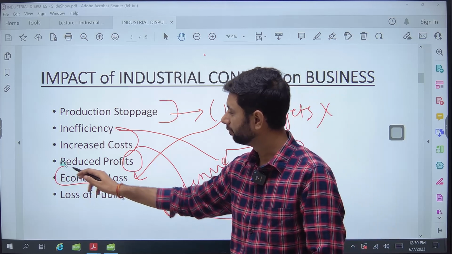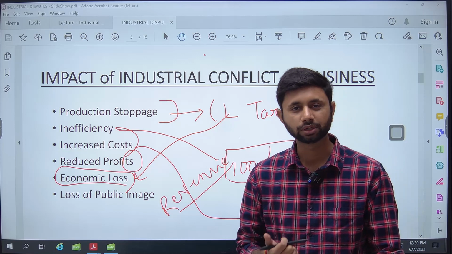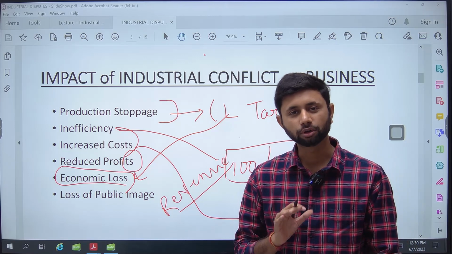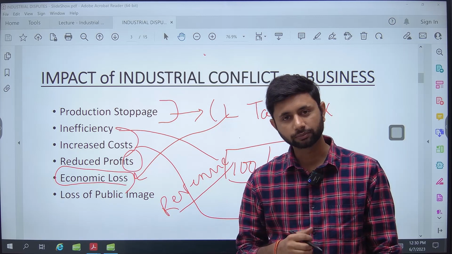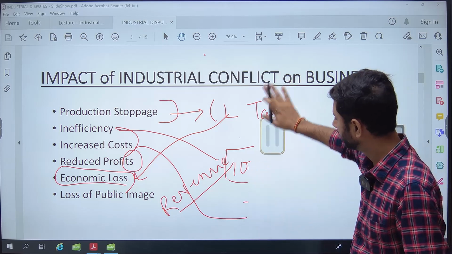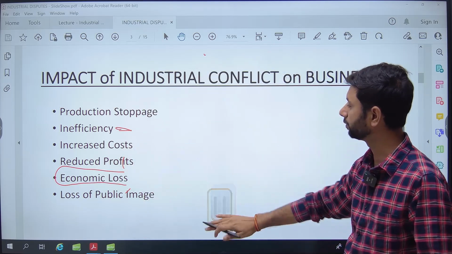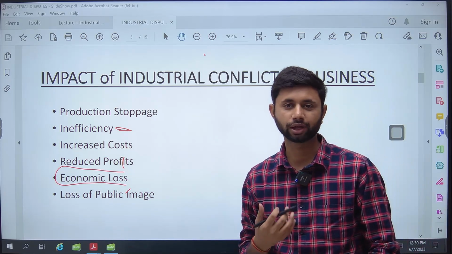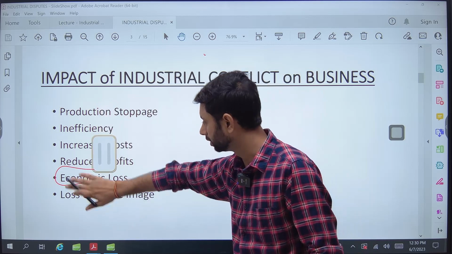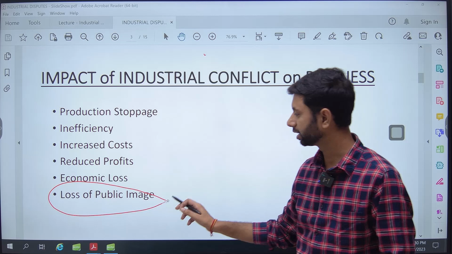Economic loss will not only be limited to the management, but it will also extend to the workers who will not be getting any wages for the days they are not working. So it is economic loss for not only one stakeholder, but every other, and it will also extend to the government in general, because for those 20 units they could have got the tax, but because of industrial dispute they couldn't get it. And last but not the least, loss of public image.